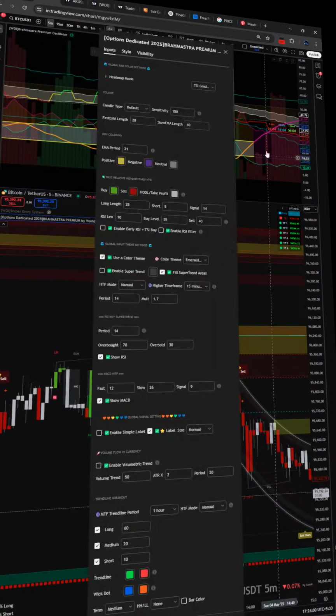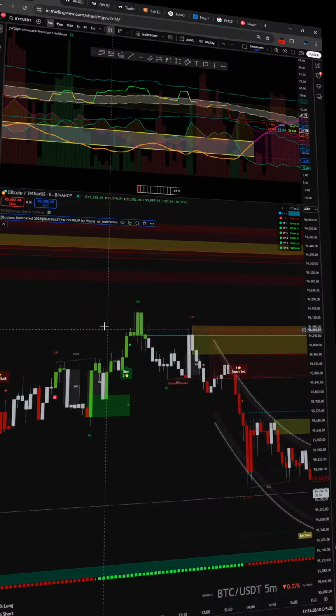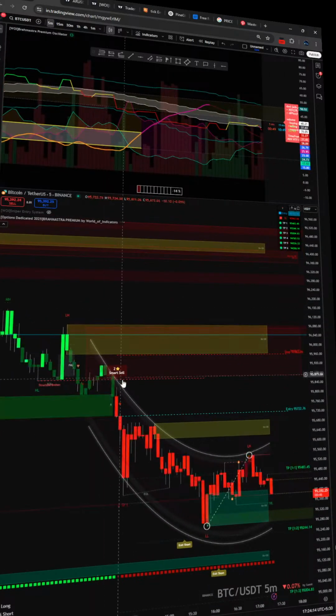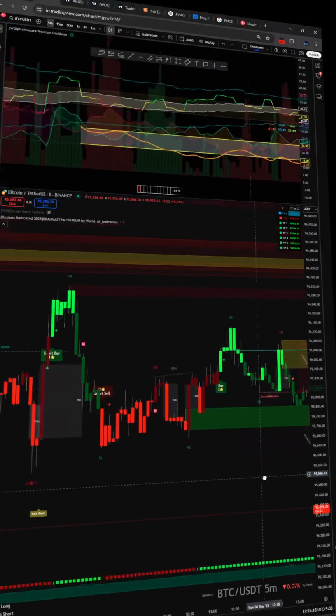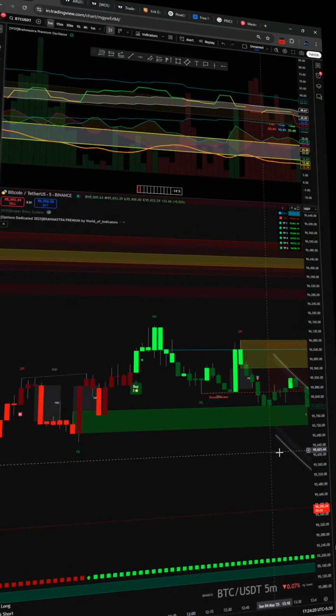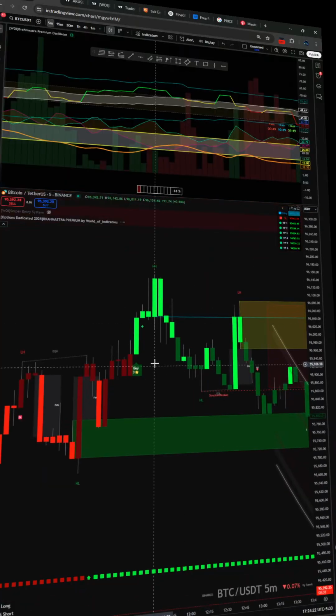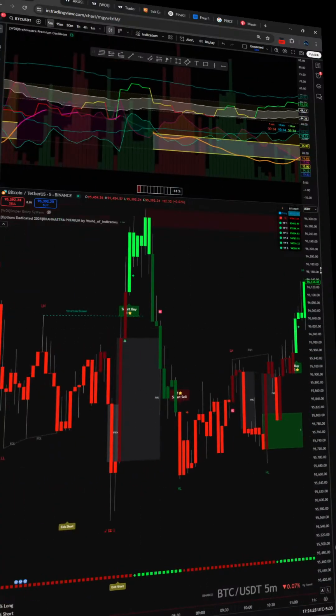We have many color modes. We have signal mode, a color mode based on signals. Let me show you. Whenever there is a buy signal, it gives you green color. Whenever there is a sell signal, it gives you red color. You can see there is a full red signal. A buy signal with rising momentum shows dark green, and if falling, light green. Same here.